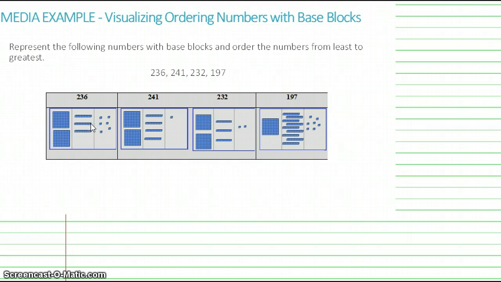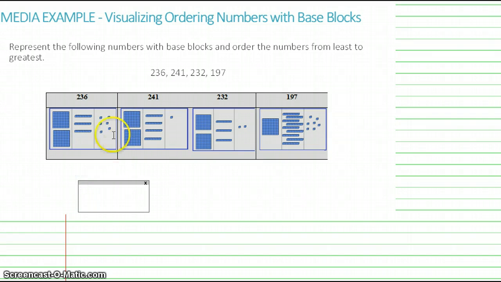So when we order them from least to greatest, we really have a lot of decisions to make. So these numbers aren't very big. Maybe you could figure out which is smallest and which is largest, but let's try to find a systematic method that we can reason through.